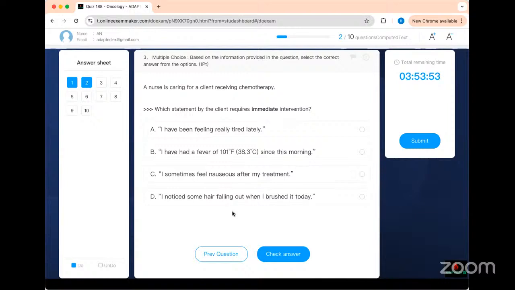I sometimes feel nauseous after my treatment. That is all chemotherapy. I noticed some hair falling out when I brush it today. Expected loss of follicles causes hair loss. So this is an expected finding. This is fine. Fever in the patient having chemotherapy is dangerous. So that one is bad.